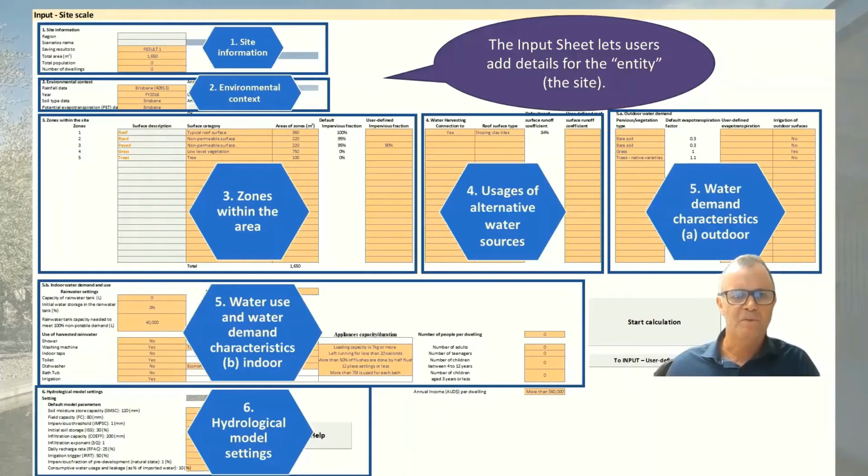Part 5 looks at water use and water demand characteristics, and Part 6 is the hydrological model component, which looks at soil moisture, the field capacity, which lets the model determine the demand or lack of demand for irrigation of water.